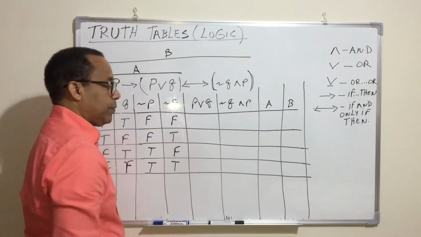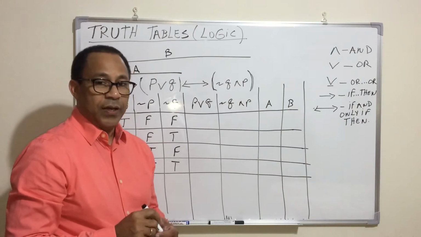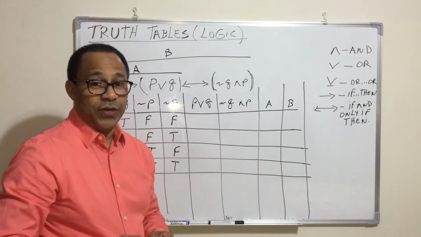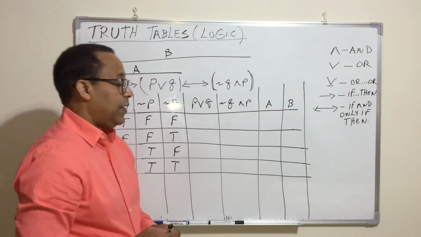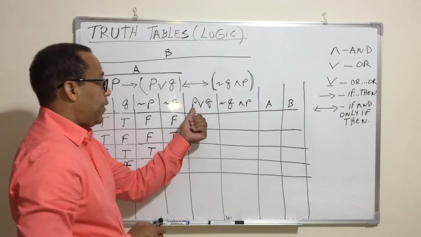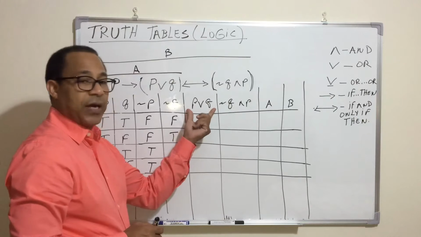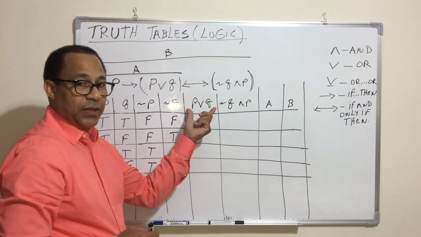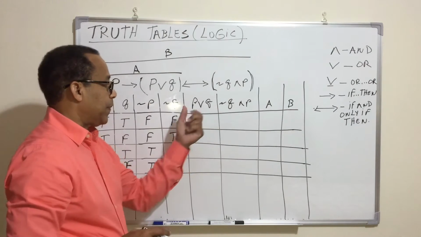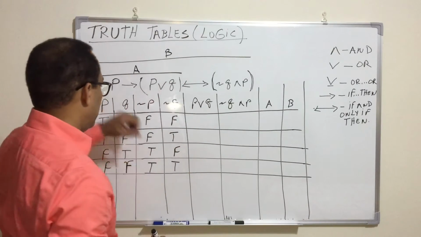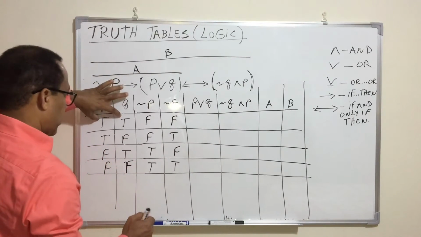P or Q. My statement in the previous video was, and if you did not watch my previous video, my advice is that you go back and watch it. The statement was, I want Pedro or Carlos to attend the party. But if both of them attend, I will be happy anyway. Pedro or Carlos, P or Q. This is P, this is Q.